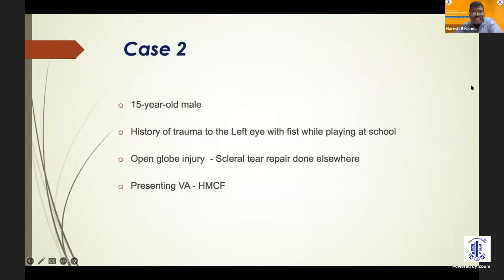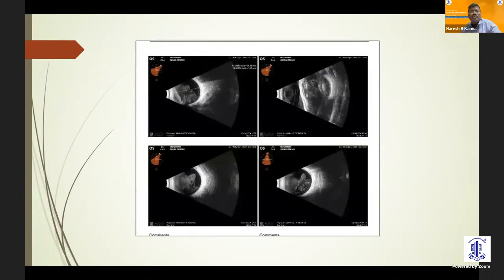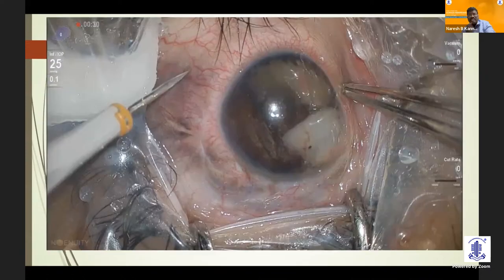So this patient had a trauma with a fist while playing at school, and he had an open globe injury with a scleral tear repair done elsewhere. The biggest problem with these cases is, I think most of the time we come across, the retina incarcerated to the scleral wound. So this is a case where the patient had vitreous hemorrhage. Fortunately, he was lucky. There were only remnants of lens matter. You can see the sutured scleral wound.